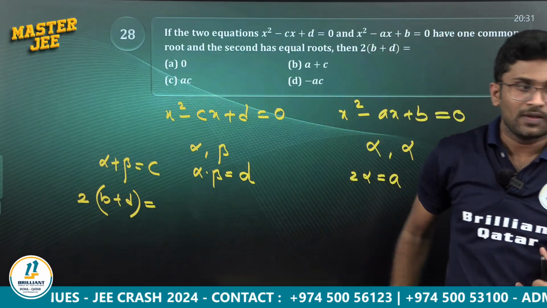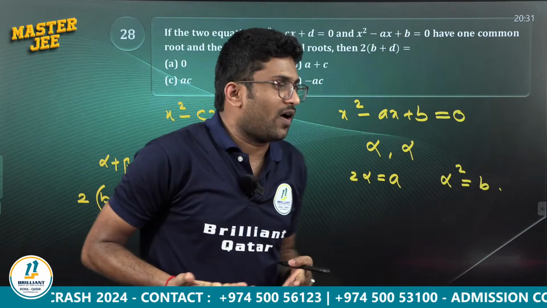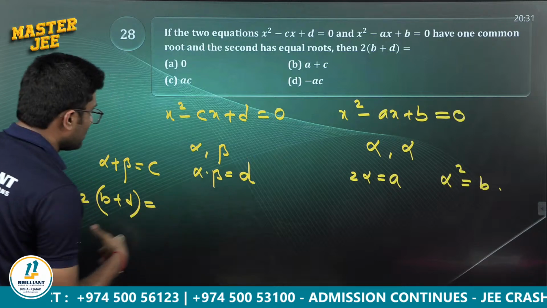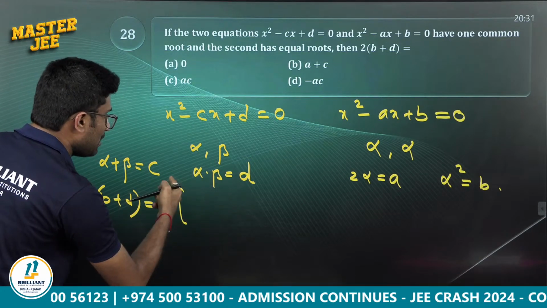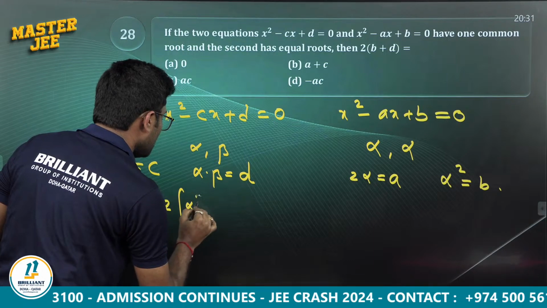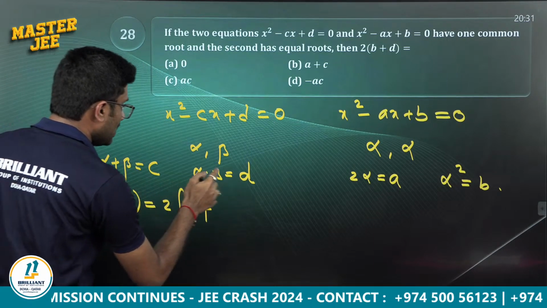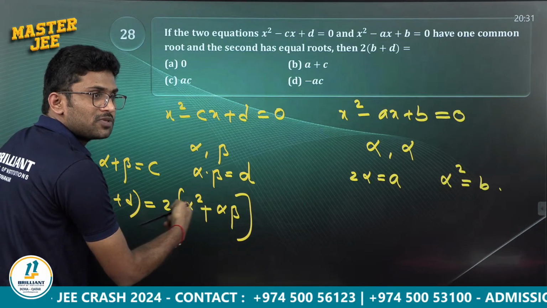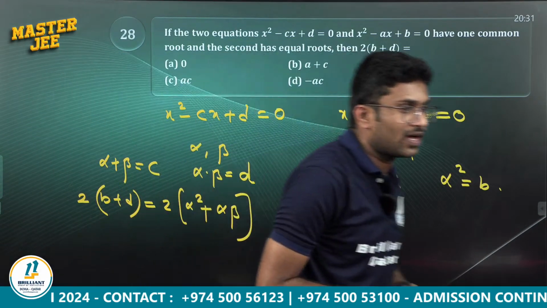How do we get 2 of b plus d? Already we have the values of b and d. Now see, b is alpha square and d is alpha beta. From these two we can take alpha common.